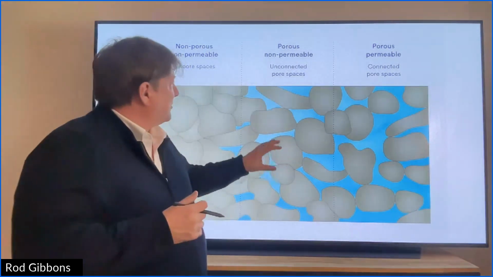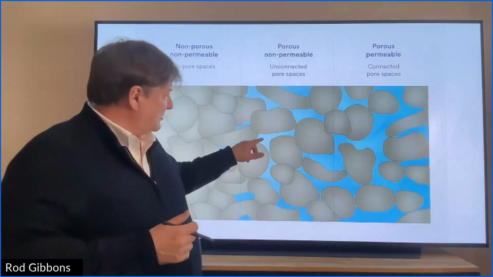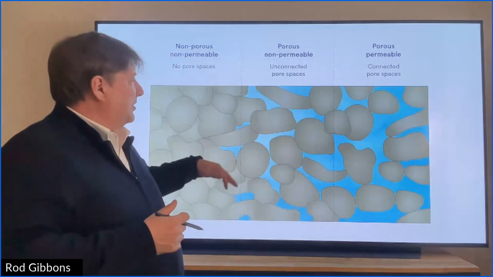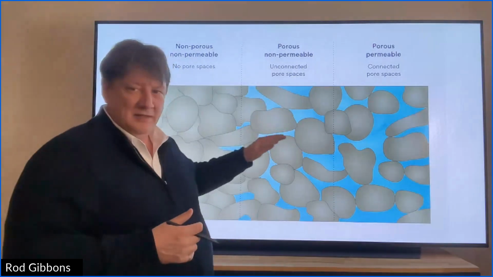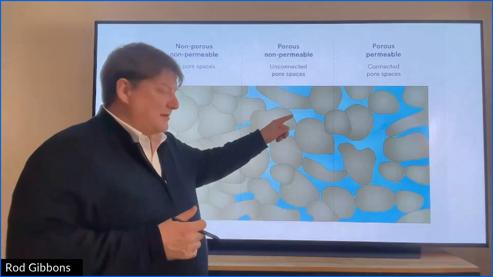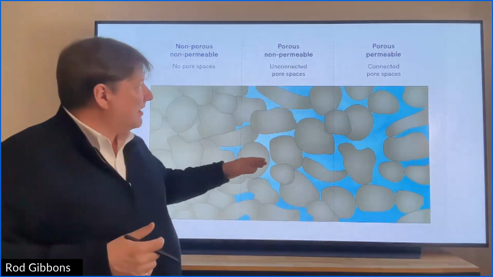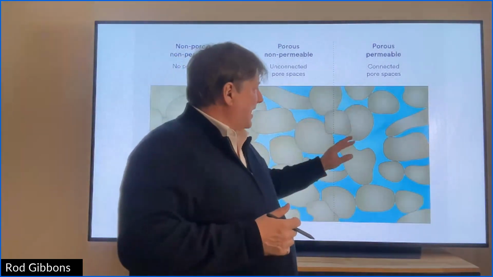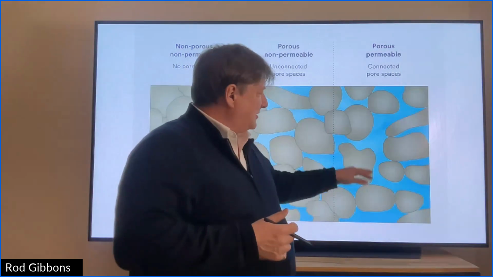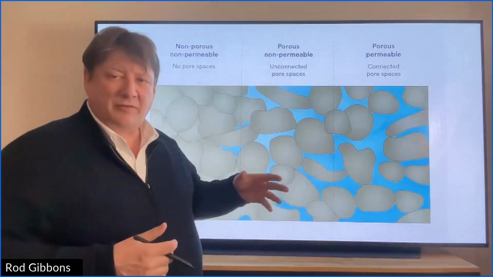Then you can have a case where it's porous, there's spaces in there, but they're not connected. So then it can't have flow, then it's non-permeable. And then porous and permeable, there's spaces and liquid can flow through it.